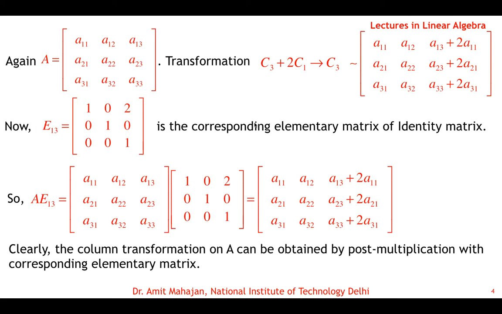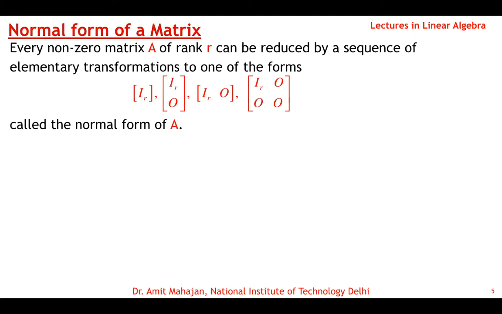So now let us take the definition of what we mean by the normal form of a matrix. Every non-zero matrix A of rank R can be reduced by a sequence of elementary transformations to one of these four forms, called the normal forms of A.